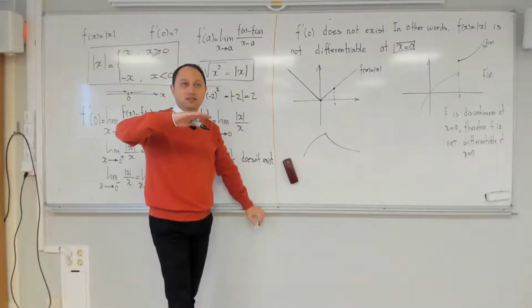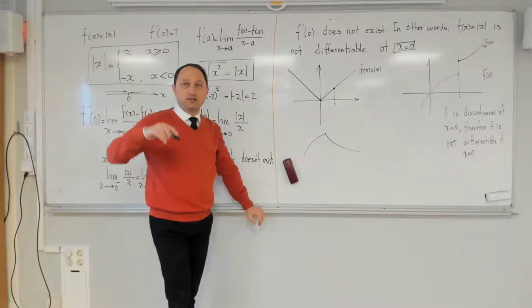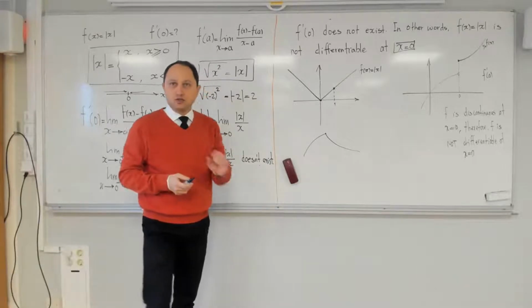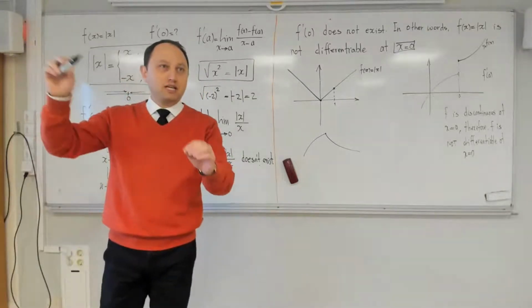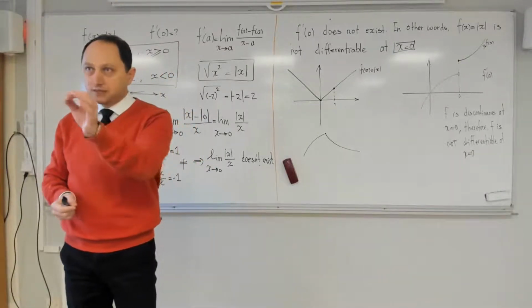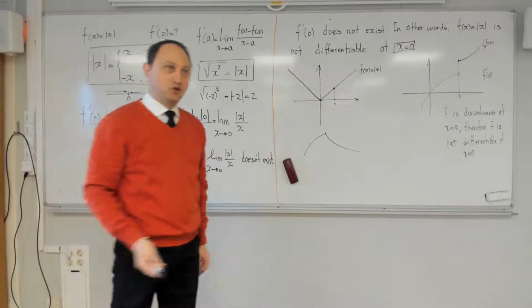Because horizontal, what is the slope of a horizontal line? 0. But what is the slope of a vertical line? It is infinity, so it means it doesn't exist. So it means that if the graph of a function is such that if you draw the tangent line, it becomes vertical, at that point there is no derivative because the slope is infinity.